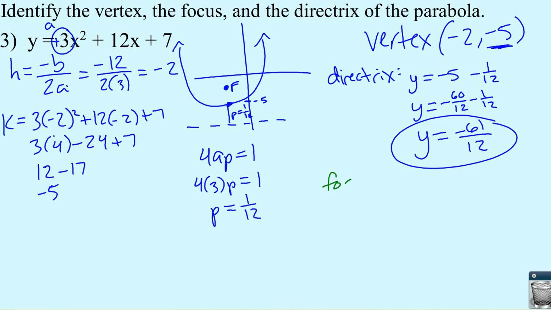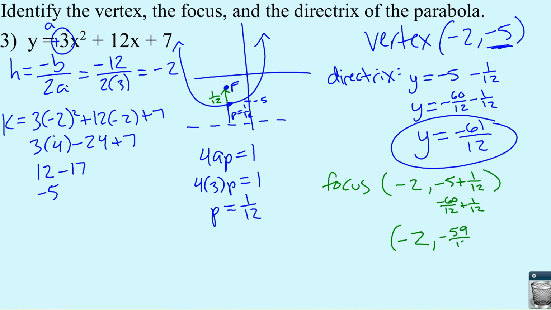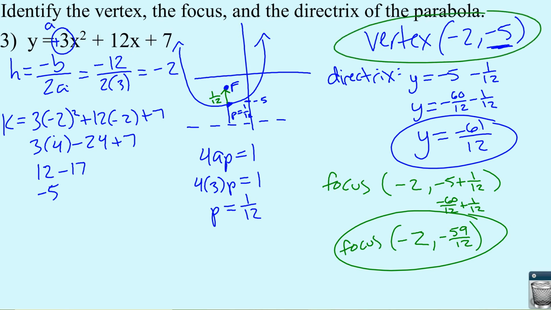Our focus, well, if you think about it, we started at our vertex, but then we're going to go up 1/12, that p-value. So if we're going to go up, we're adjusting our y, and we're increasing it by 1/12. So this is -60/12 plus 1/12. So our focus is (-2, -59/12). That's our focus. So our vertex, our directrix, and our focus. I know, it's a lot. I'll keep doing some more.